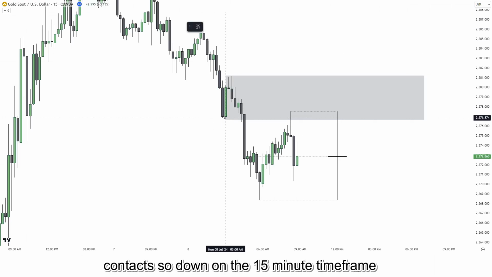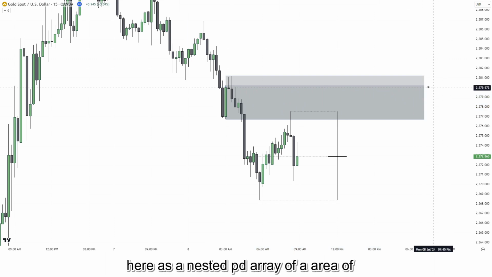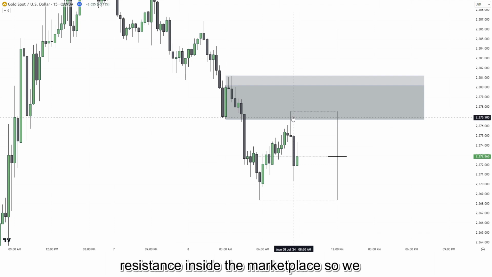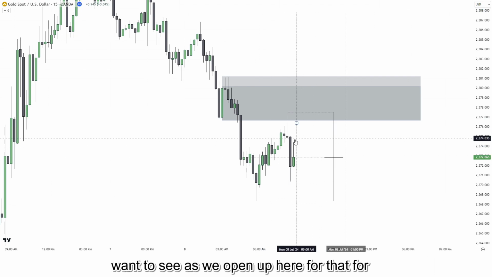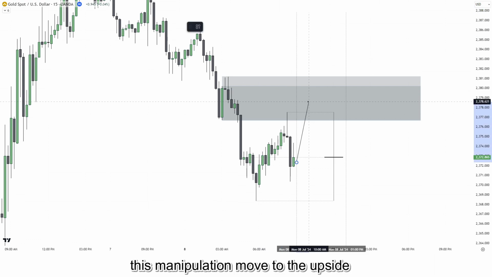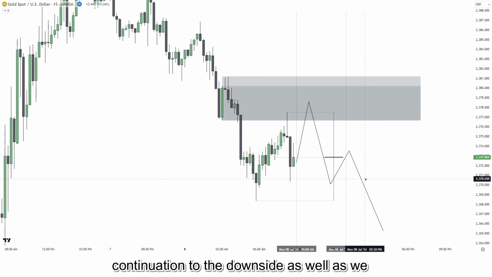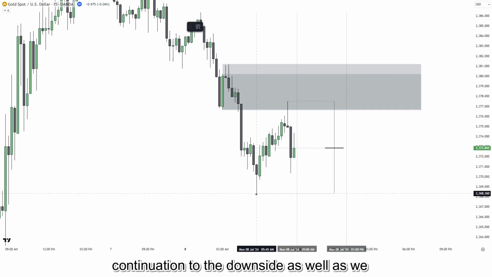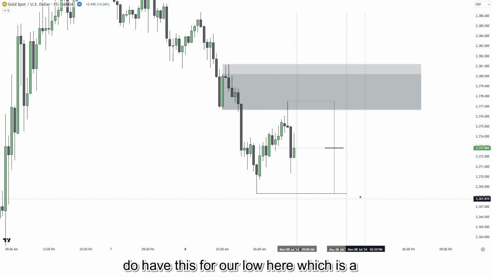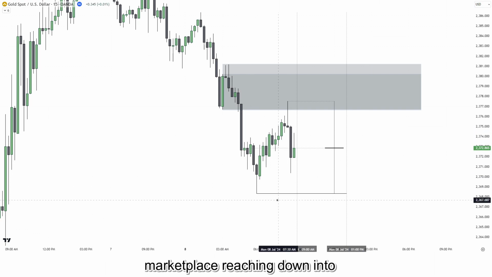So down on the 15-minute time frame, we can also identify this 15-minute bearish order block here as a nested PD array of an area of resistance inside the marketplace. So we want to see, as we open up here for that 4-hour window, if we can get this manipulation move to the upside, followed by a break lower to then see that continuation to the downside. As well as we do have this 4-hour low here, which is a level of liquidity, which we could see the marketplace reaching down into.